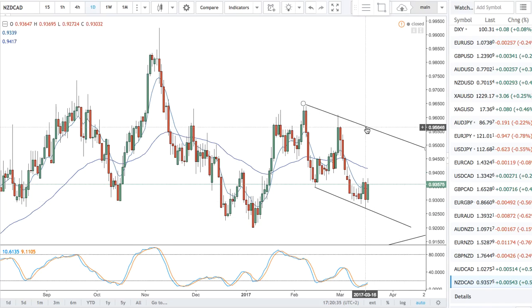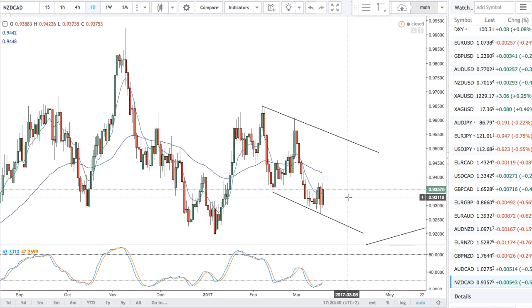I put a possible channel on this, but it's just a possibility. If we do correct higher, I will still remain bearish on this pair. So for now, we've had five here, three up, five down. So we want to see three up, maybe to 940. Maybe it'll mutate a bit higher, but it is bearish overall in a week.